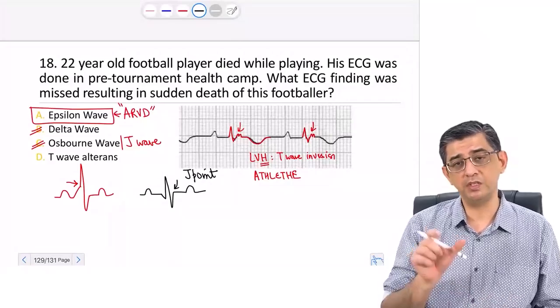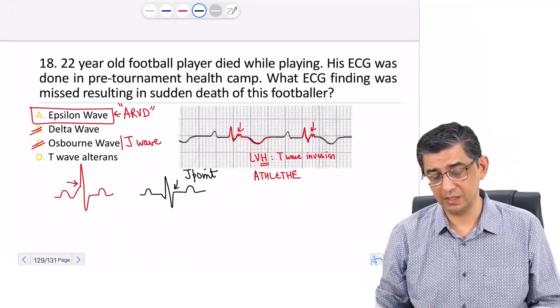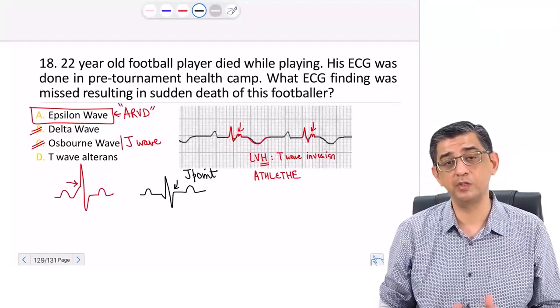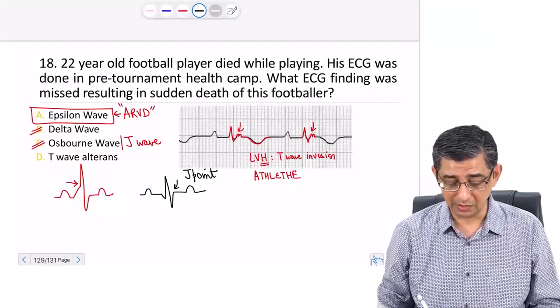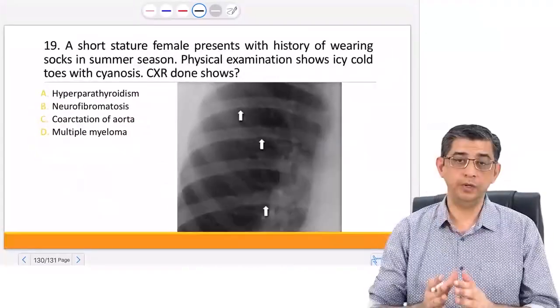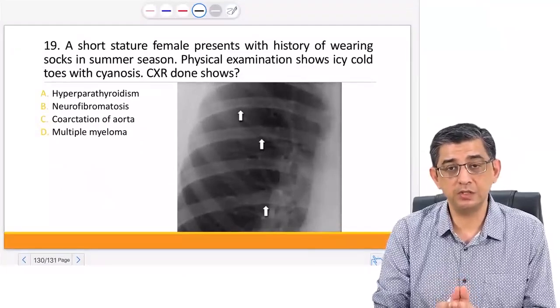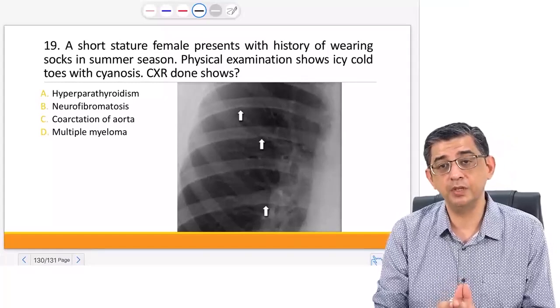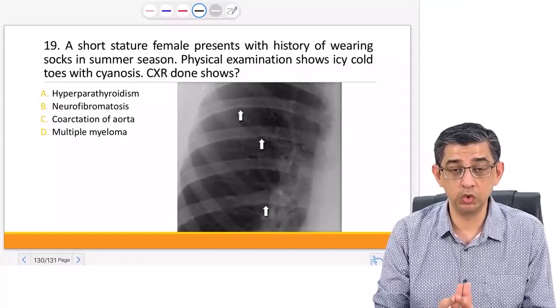T wave alternans means T wave height increasing or decreasing in amplitude. That can again be an aberrancy in the ECG of some people and can predispose to tachyarrhythmias. The correct answer to this question is option number A. Coming to the next question, he talks about a short stature female presenting with history of wearing socks in the summer season. Physical examination is showing icy cold toes with cyanosis.